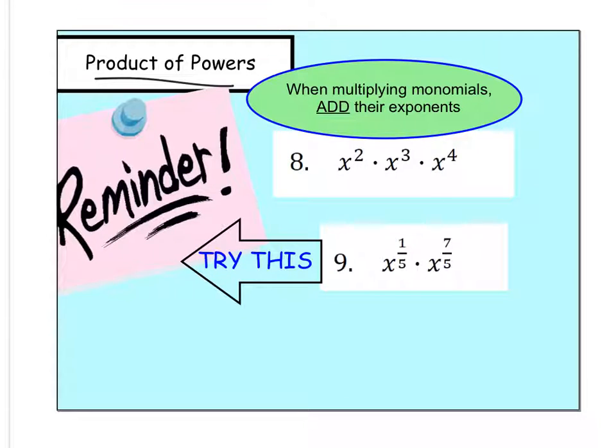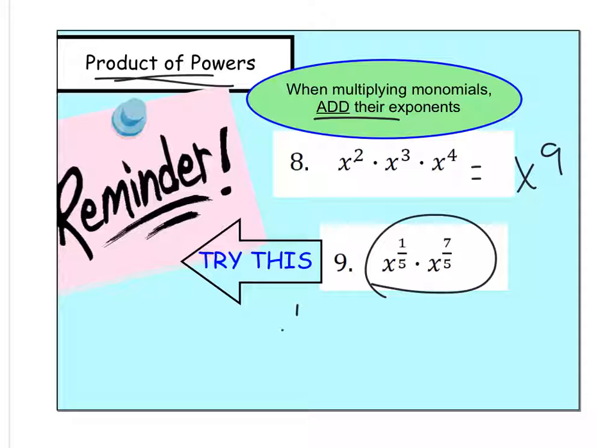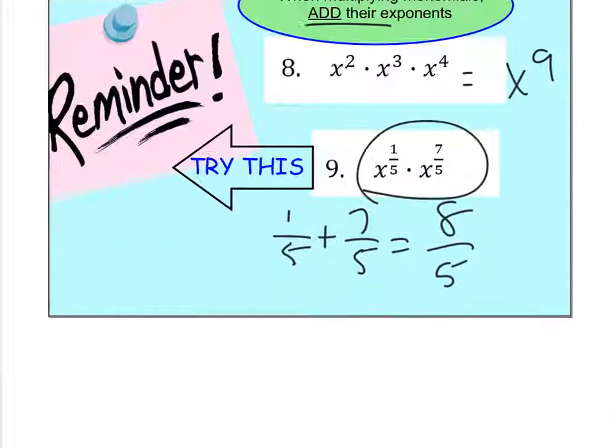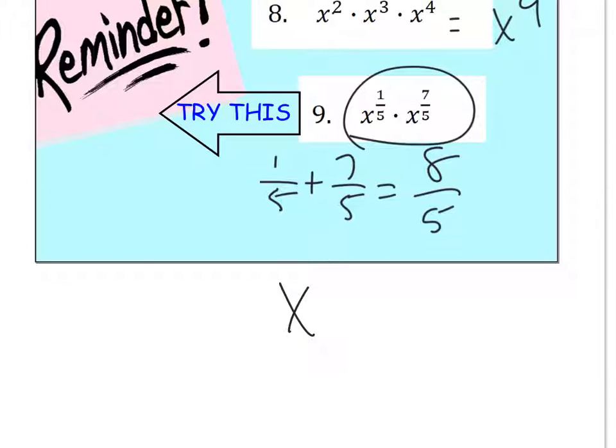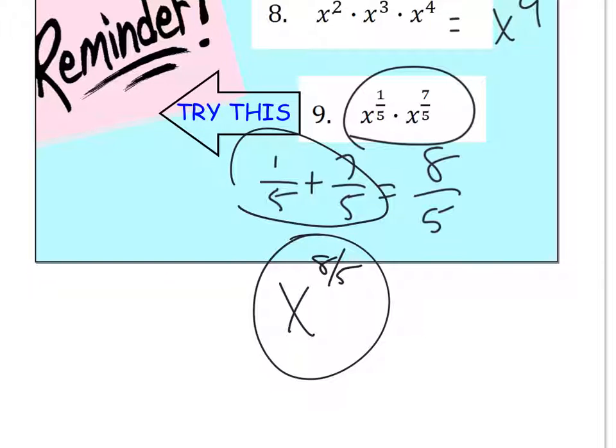A couple of things to remember: rules of exponents. Whenever you multiply, you add exponents. So x to the 2, 3, and 4 is going to be x to the 9th. Nothing changes here. 1/5 plus 7/5 is going to be 8/5. So my answer is x raised to the 8/5 power. You have to remember how to add fractions, which isn't too bad: bottoms have to match, add the tops.